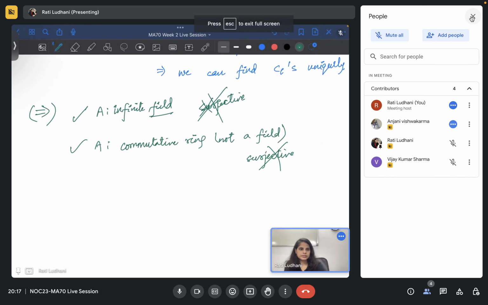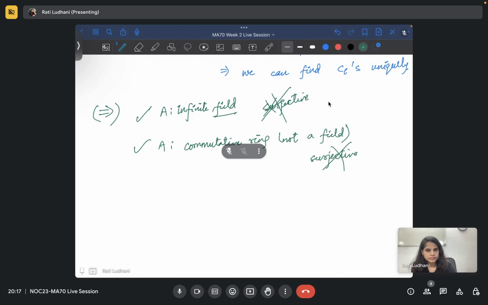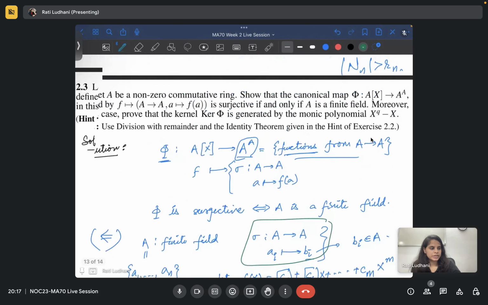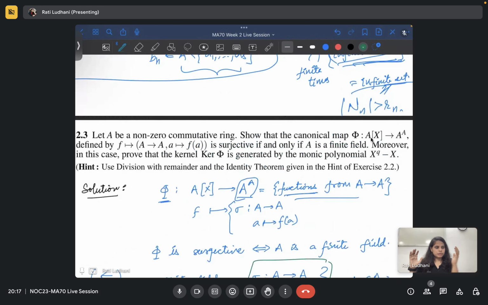Ma'am, the statement is true for finite field. Can you speak louder a little bit? I cannot hear. The theorem is true for finite field, only the finite field. So the statement is true only for finite fields. If you have surjectivity, then it is a finite field. So you can prove the contrapositive statement: if A is other than a finite field, then it is not surjective. So the other side I was proving like that.